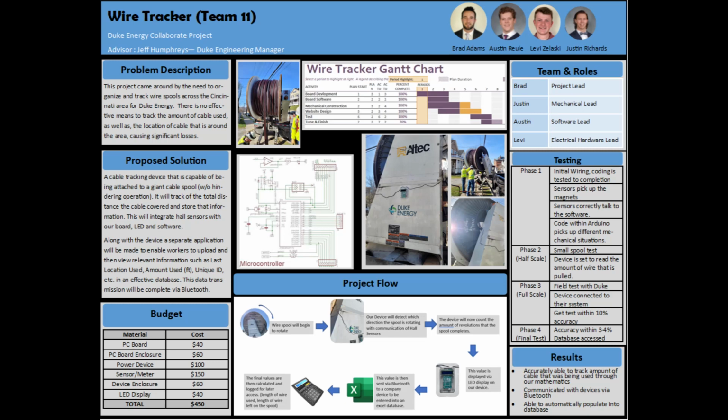Project flow. The wire spool will begin to rotate. Our device will then detect which direction the spool is rotating via Hall sensors. Our device will count the amount of revolutions that the spool completes. This value is displayed on our device. This value is then sent via Bluetooth to a company device to be entered into an Excel database. The final values are calculated and logged for later access, such as the length of wire used and the length of wire left on the spool.